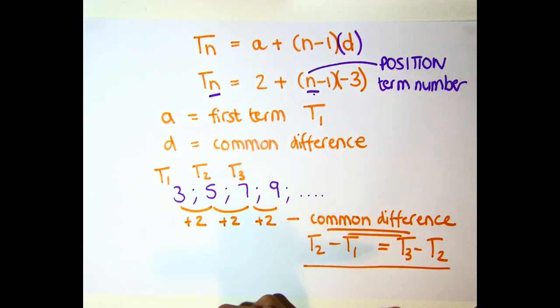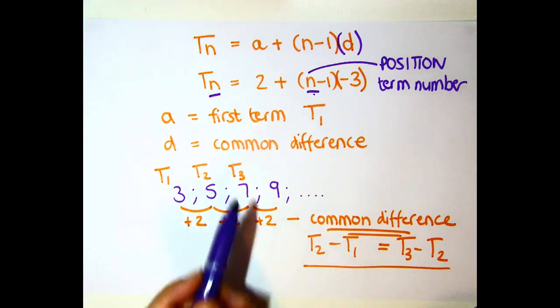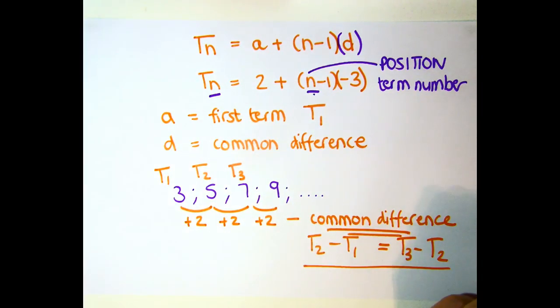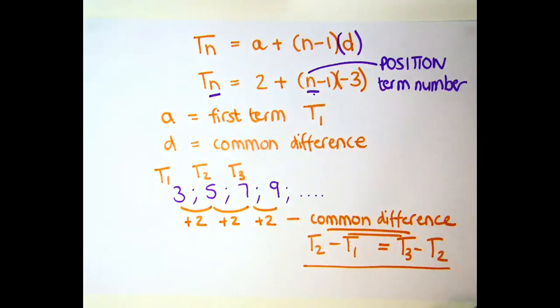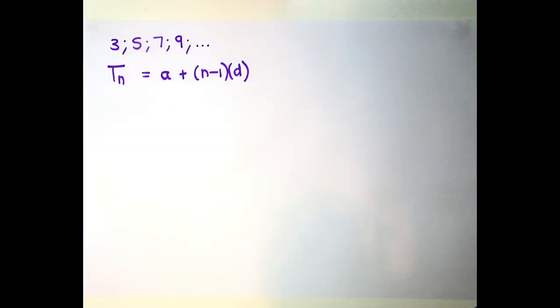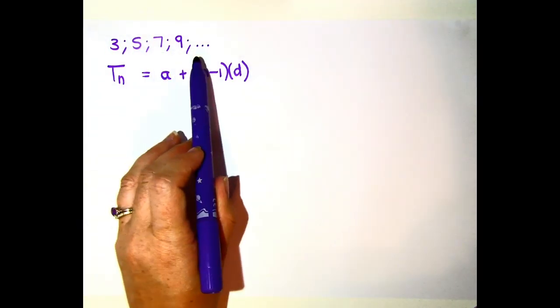So in those questions, when they say to you, what is T4, you will merely sub in a 4 into your N value so that you can then calculate, because it means exactly the same thing. Right, so back to how to find the formula when you're given a sequence of numbers.